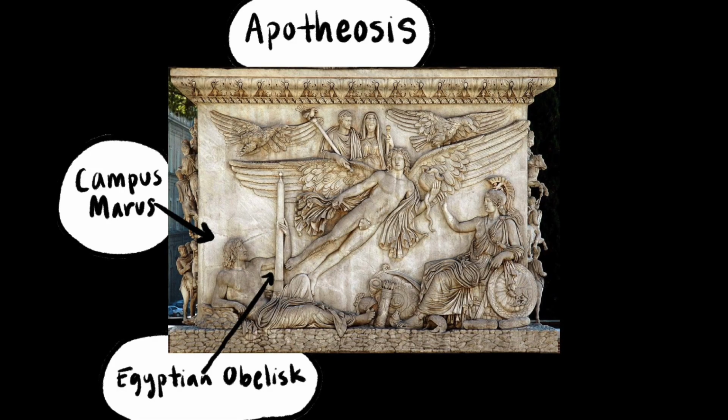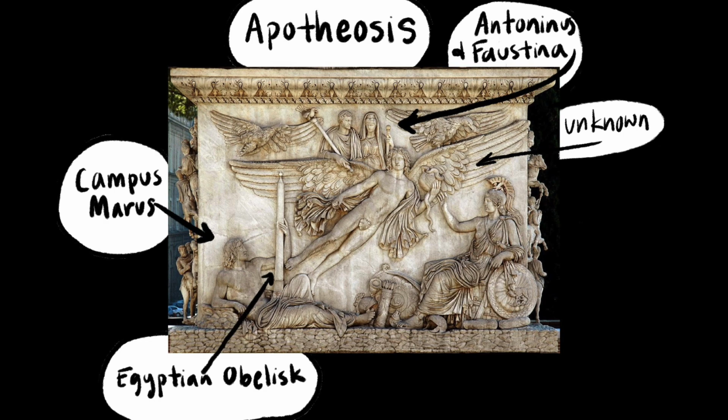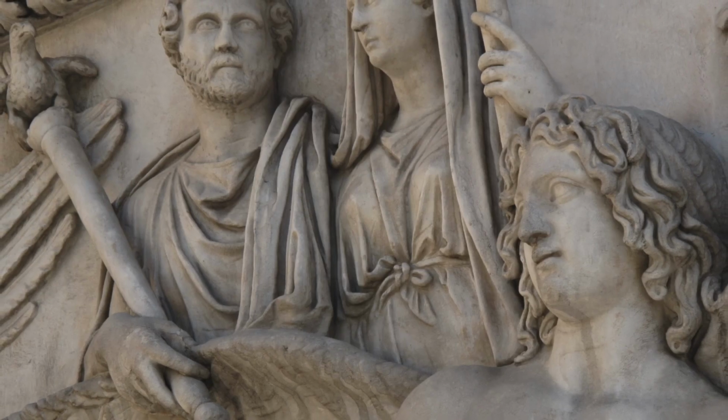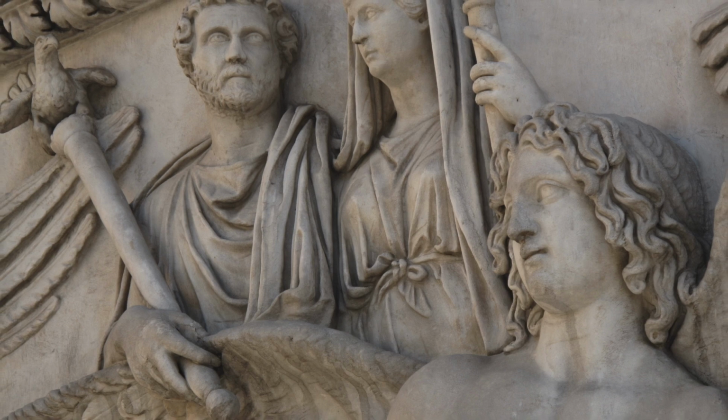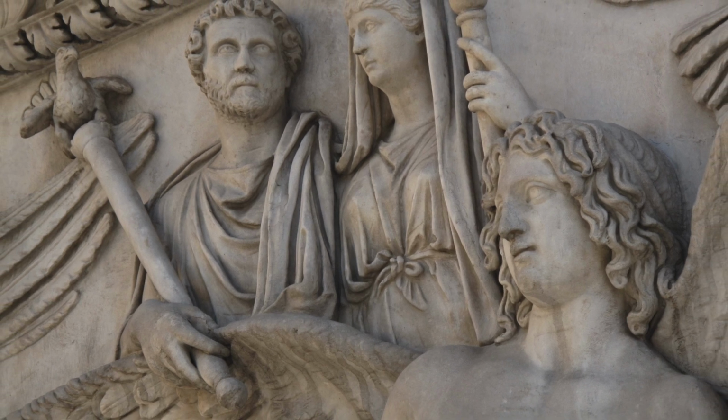The column's apotheosis iconography shows, from the left, the personification of Campus Martius holding an Egyptian obelisk that represents imperial unification. Next is a relief portrait of Antoninus Pius and Faustina riding on the back of an unknown winged deity to the afterlife. Faustina had passed 20 years before Antoninus, and he stayed loyal to her in that time.